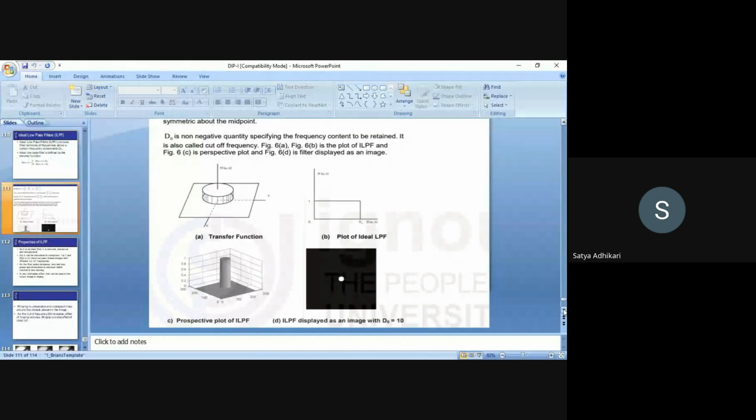So this filter only passes the values which are less than or equal to 10. Less than or equal to 10 means the darkest value. So you see the image, it is the darkest value.